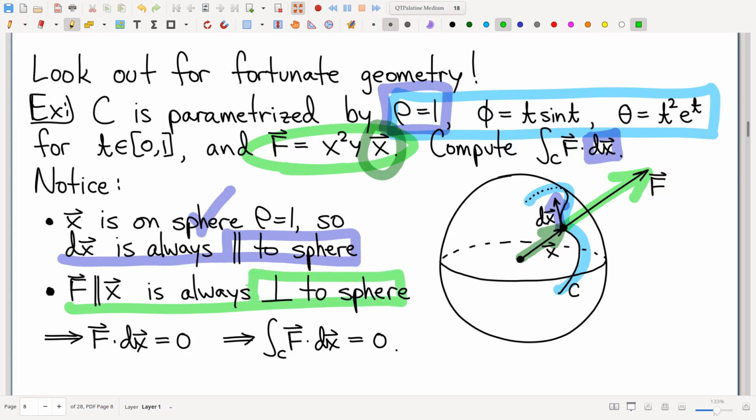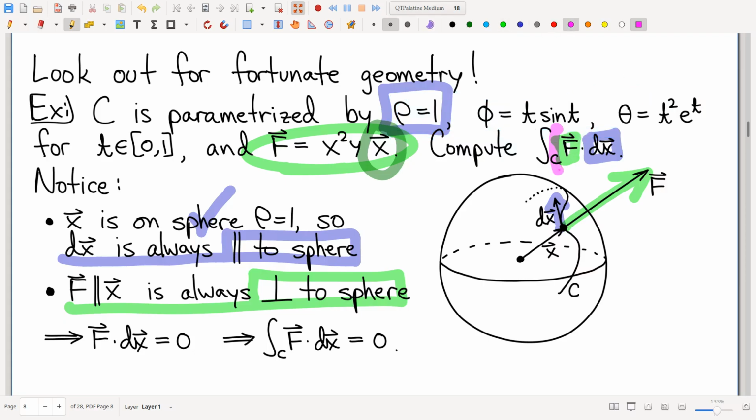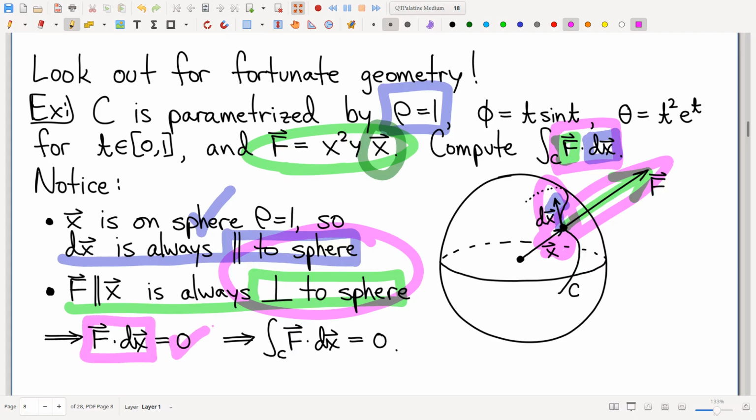So if I'm interested in, now let me get rid of my distractions. If I'm interested in this dot product, f dot dx, I'm interested in that dot that, one of which is parallel to the sphere, one of which is perpendicular to the sphere. Those two vectors are perpendicular to each other. And when you're taking a dot product of two things perpendicular to each other, you will get 0. In this integral, we are adding up a bunch of zeros, and that adds up to 0.